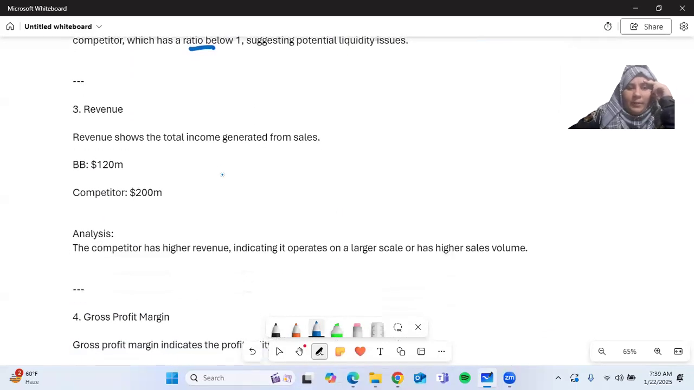Now let's talk about the revenue. Revenue shows the total income generated from sales. BB's revenue is 120 and competitor's revenue is 200. So competitor has higher revenue, indicating it operates on a larger scale and has higher sales volume.